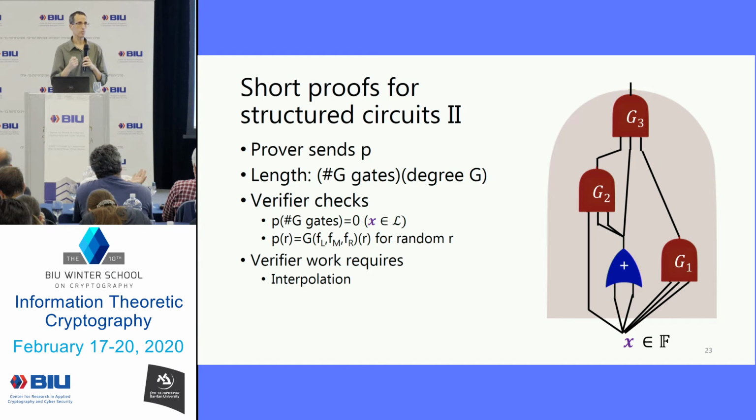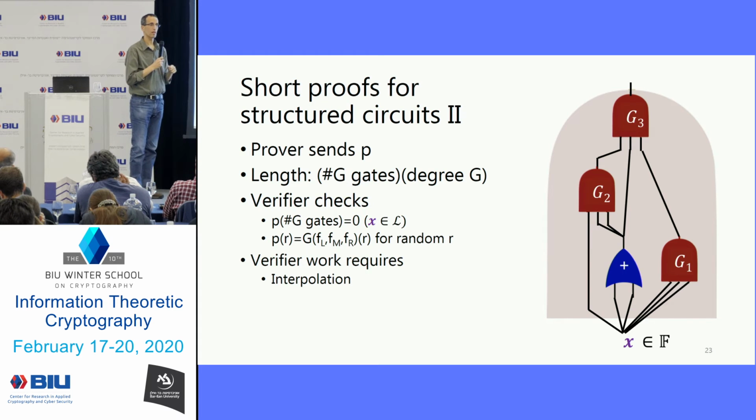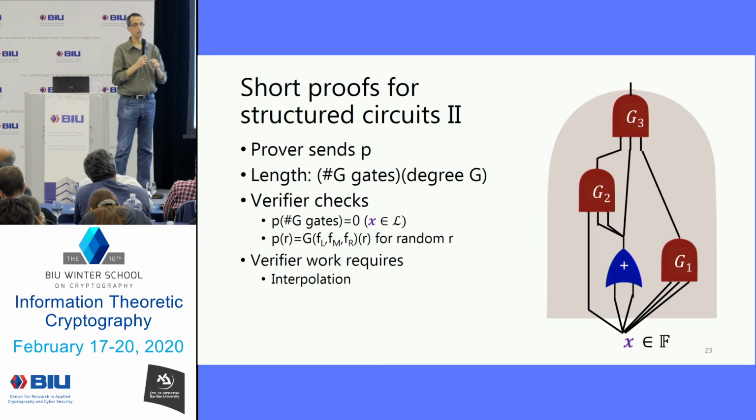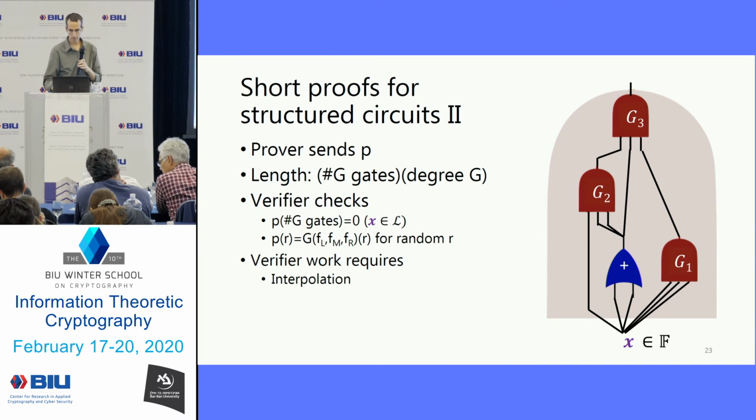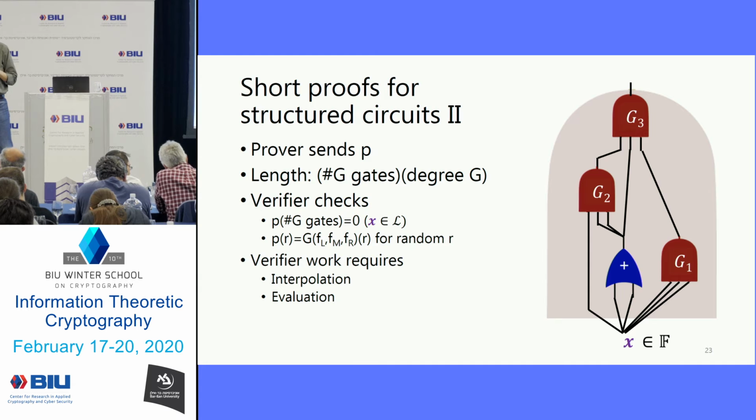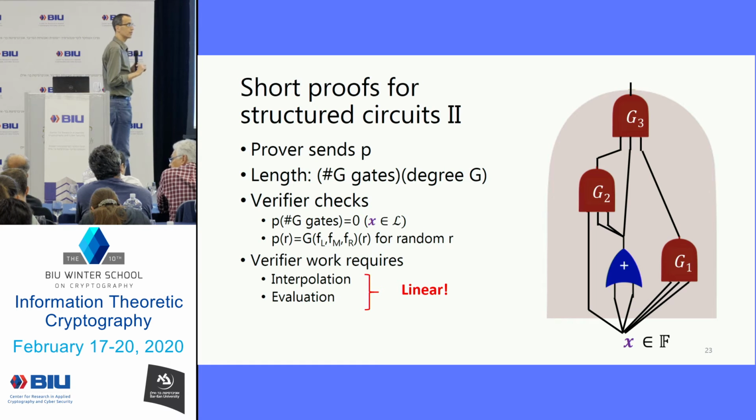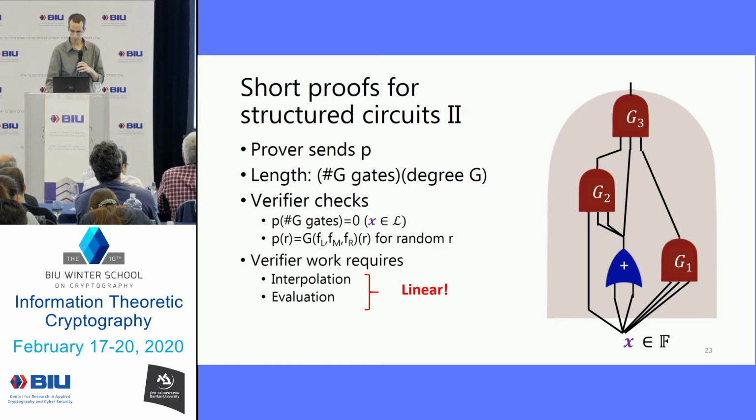Interpolation of polynomials, because it's given the polynomials as points at certain locations and has to interpolate the F polynomials and the P, and evaluation of polynomials. But both of these operations are linear. So everything that the verifier does is linear. And if everything is linear, then we're going to be able to distribute the verifier into several verifiers, the same way I just described earlier.